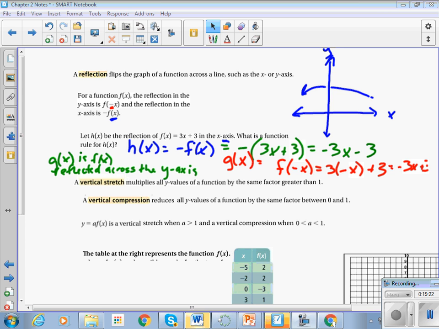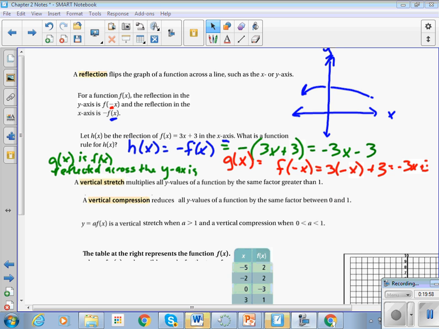If I multiplied my height by 2, I would be taller and longer. If I cut my height in half, I would be shorter and fatter. So a vertical stretch multiplies your function by a value greater than 1, and a vertical compression reduces my factor, makes me shorter and fatter, by a factor between 0 and 1. So it's got to be a nice little fraction.